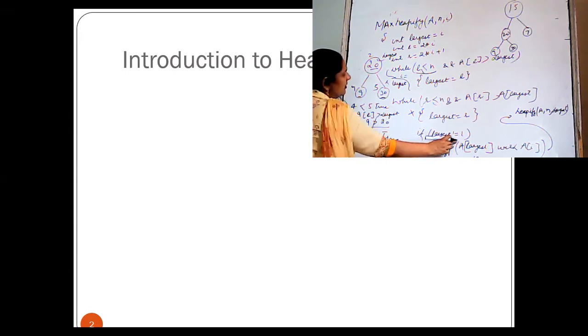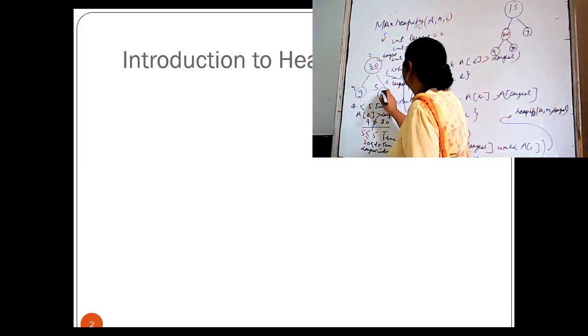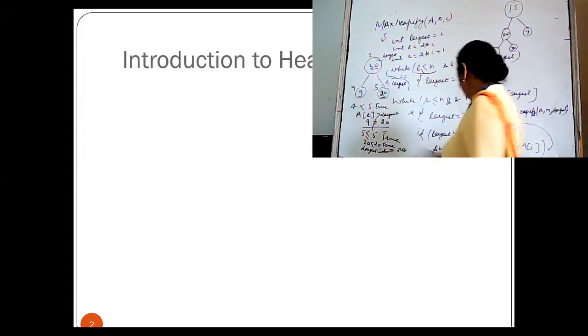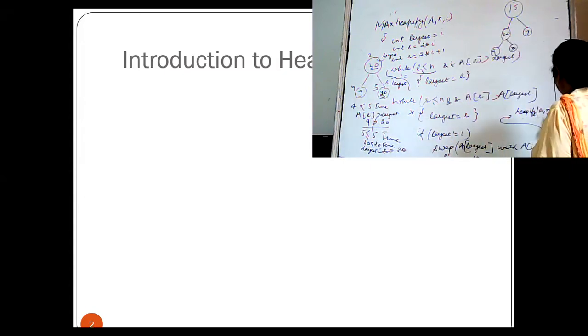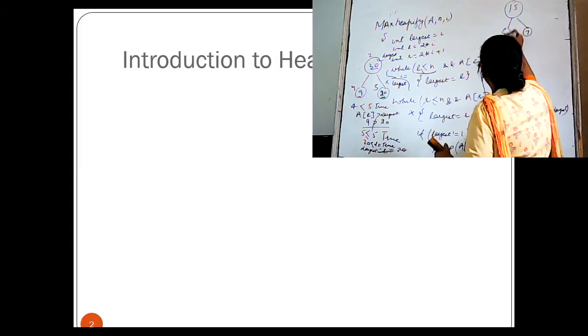Now if largest is not equal to I, we are saying earlier we assumed that largest is equal to 20. Now we are saying largest is equal to 30. So we are going to replace 30 with 20. Okay, so this is how. Then you will again call heapify AN largest. Now this tree has changed to 30, 9 and 20. Okay.